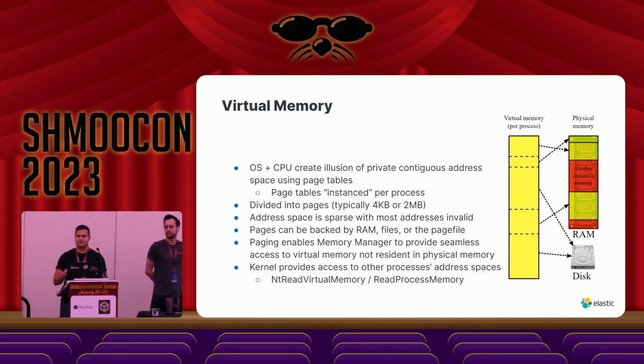And a virtual address space is typically sparse, with most addresses invalid. If you've ever popped any process into a debugger, that's probably something you've seen if you've ever looked through that process's memory map. Individual pages can be backed by RAM, files on the file system, or the page file. And the memory manager does provide seamless access to non-resident memory via paging. And the operating system provides APIs such as ReadProcessMemory for accessing the address space of other processes.